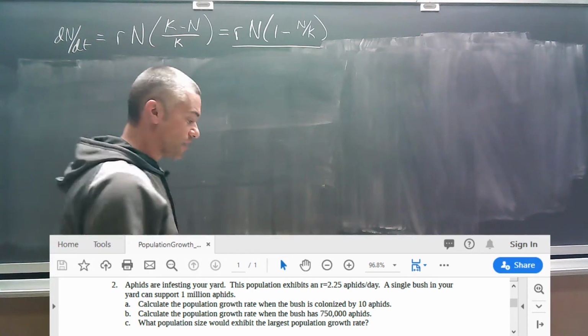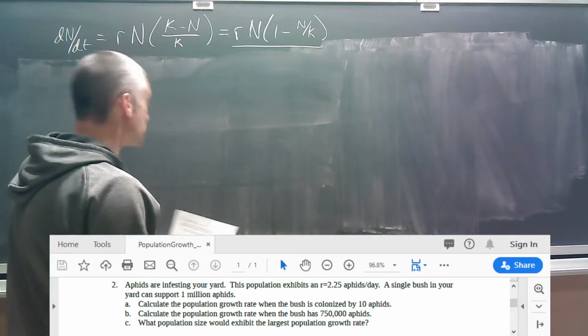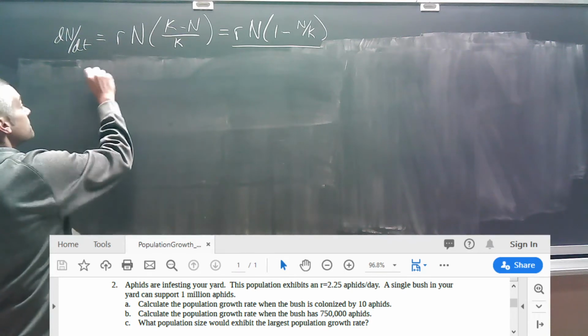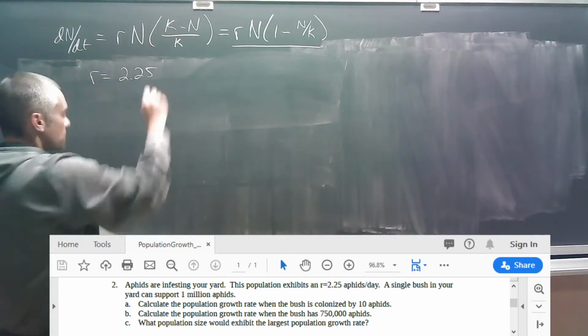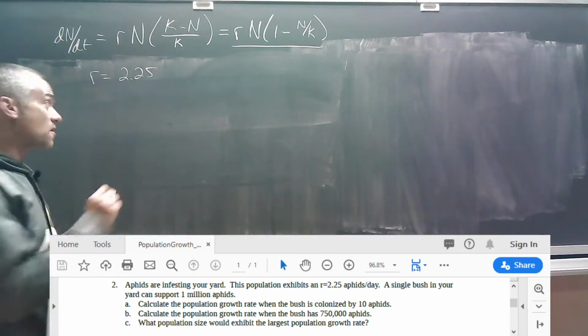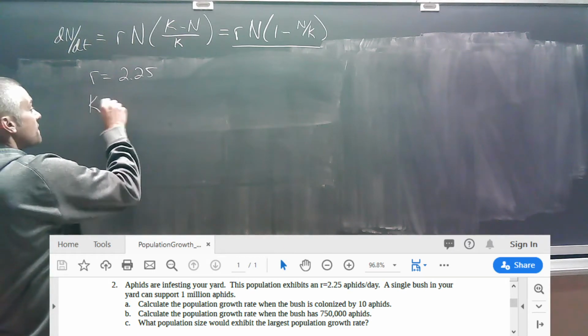So this problem exhibits an R of 2.25. Our carrying capacity for our single bush is 1 million.